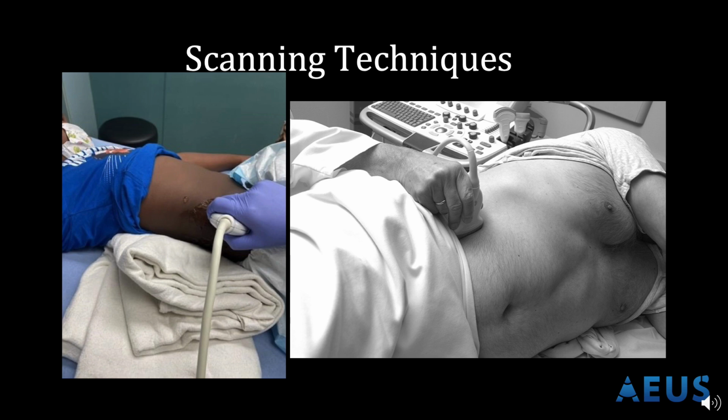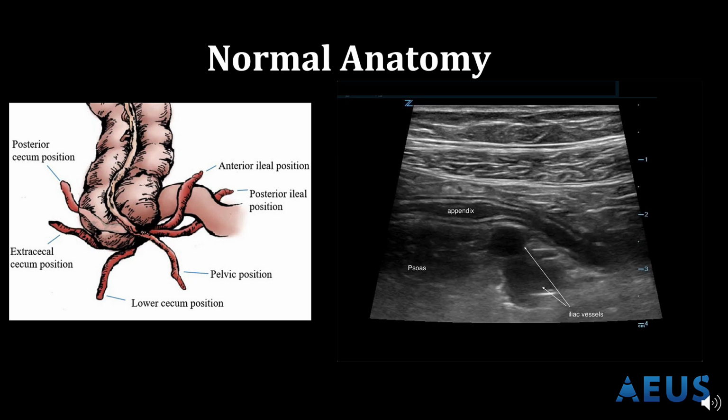And if this is still not visualized, you can attempt to bring them back to a supine position and rescan. On the left, you can see a cartoon drawing of the appendix coming off the cecum. These are all the different positions it could be, and therefore finding the cecum and the terminal ileum tends to be the best way to try to find the positions of the appendix.